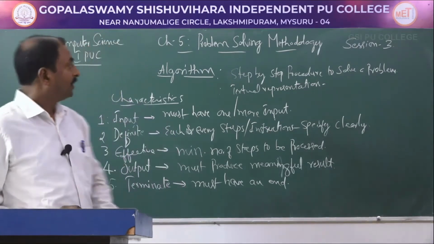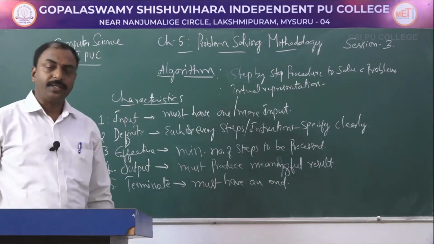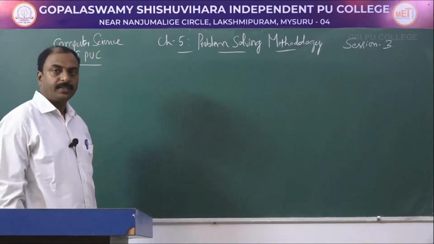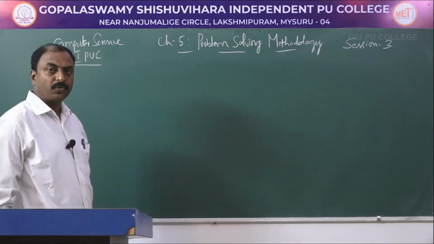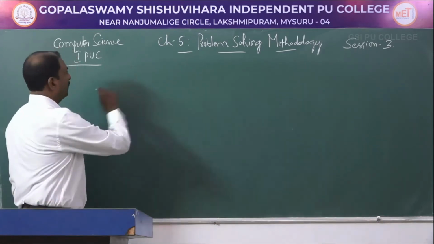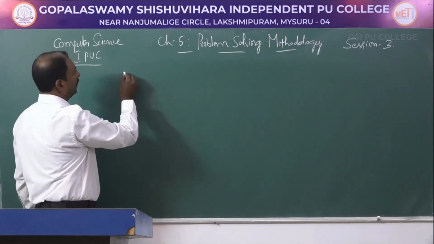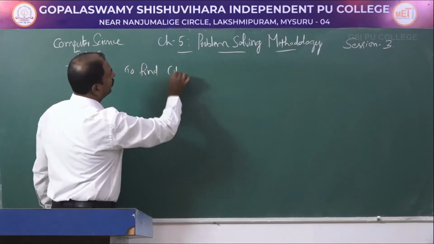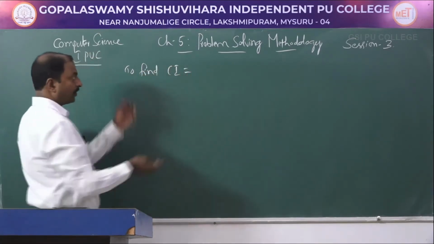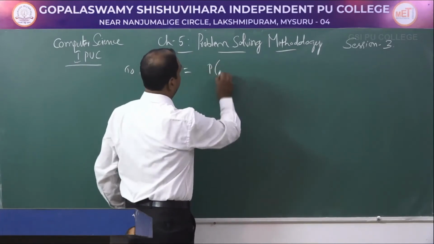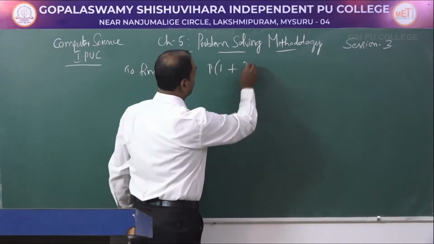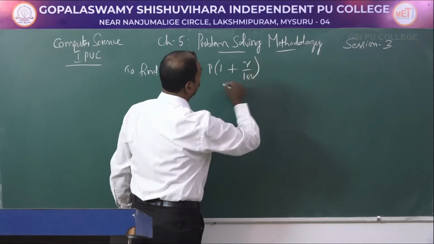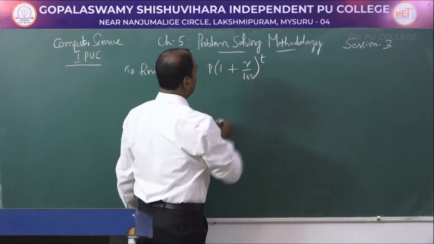Now let us learn this algorithm with different examples. Students, let us write an algorithm to find compound interest. You know what the formula for compound interest is? It is P into (1 plus R by 100) whole to the power of n, or time.